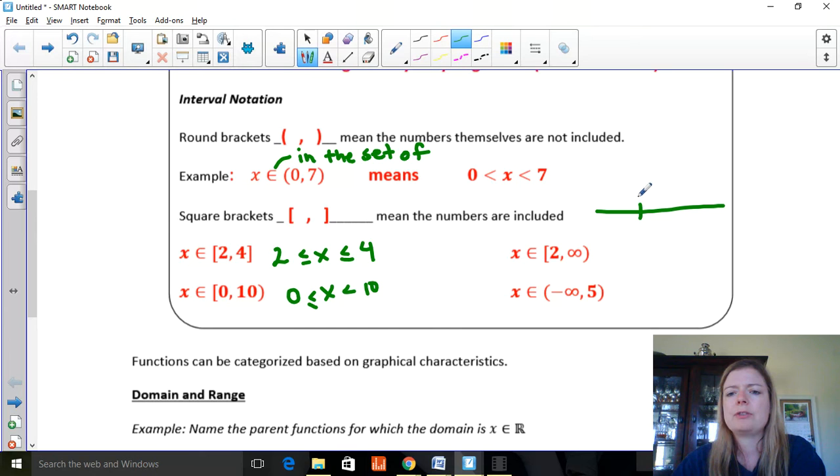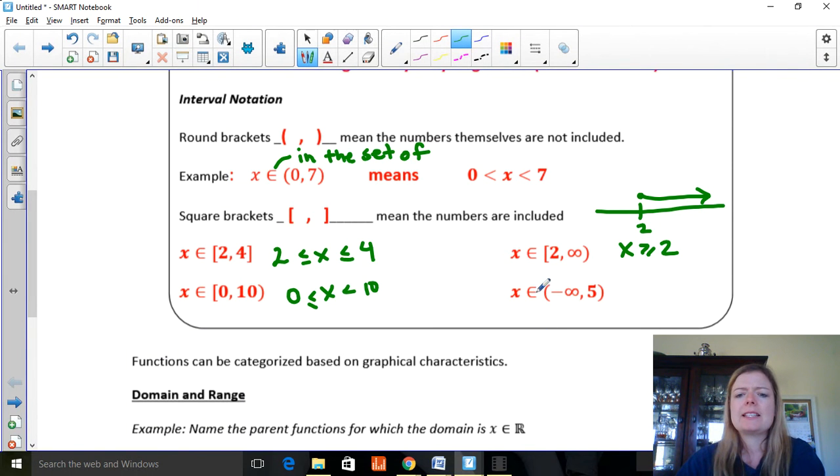If we have 2 here, basically we're including 2 in our number set, and we're going up to infinity. So how we really write that in set notation is that x is greater than or equal to 2. We don't write between 2 and infinity because we can't write less than infinity. That doesn't make sense because infinity is not a number.